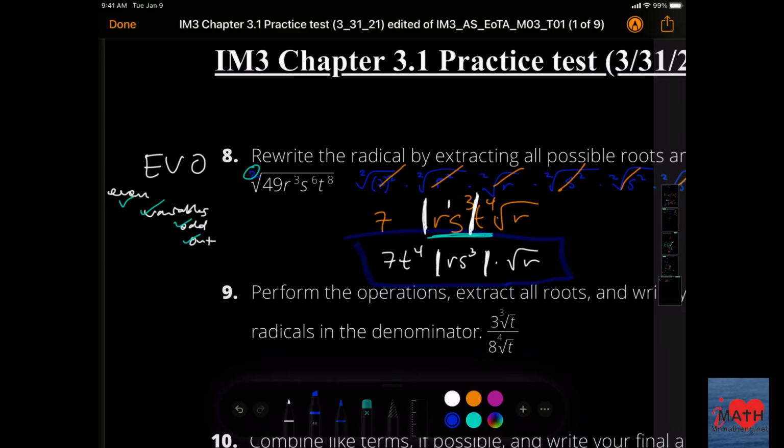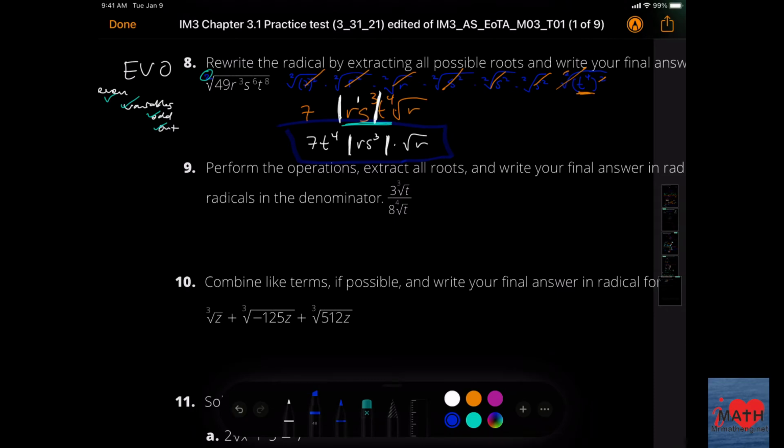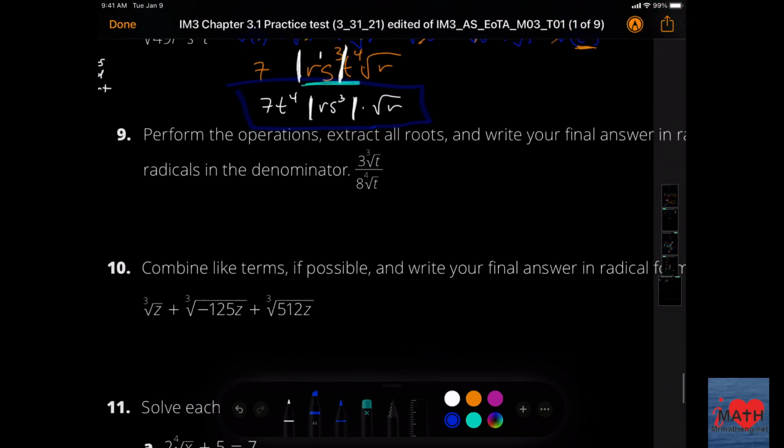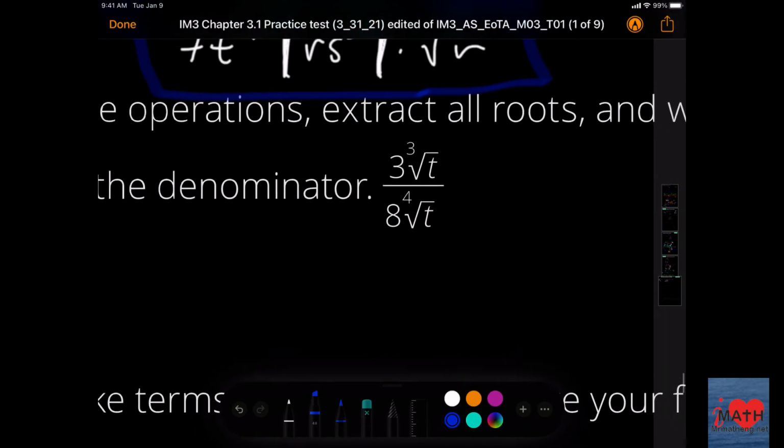Okay? All right, number 9, we didn't do this problem. It's division. Perform the operations, extract all roots, and write your final answer in radical form without radicals in the denominator. So basically what we call this in math is rationalizing the denominator. You want to basically get it out of the way. Now, you want to think of a number so that when I multiply it, it's basically gone.